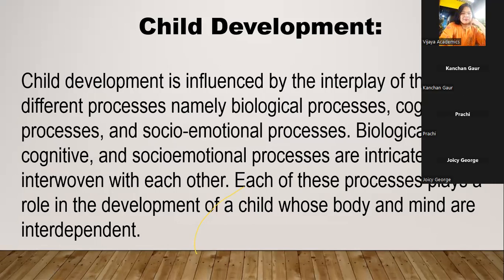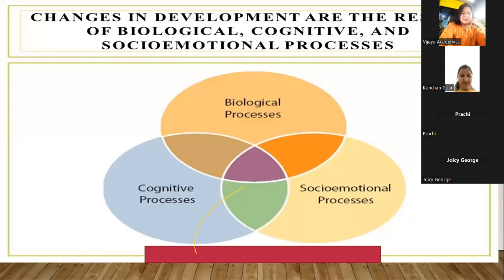What is child development? All of you know it as a teacher. Here 3 processes are given: biological processes, cognitive processes, socio-emotional processes. They are intricately interwoven with each other. Each of these processes plays a role in the development of a child whose body and mind are interdependent. Now see, this is the structure given. Changes in development are the result of biological, cognitive, and socio-emotional processes.